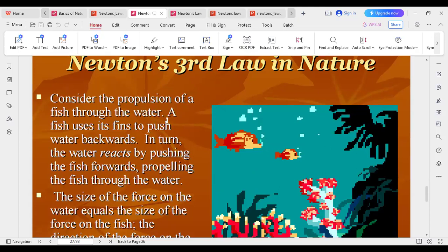Newton's third law in nature: consider the propulsion of a fish through the water. A fish uses its fins to push water backwards. In turn, the water reacts by pushing the fish forward, propelling the fish through the water.